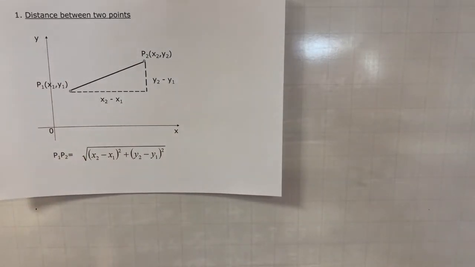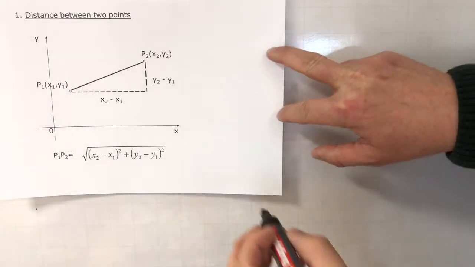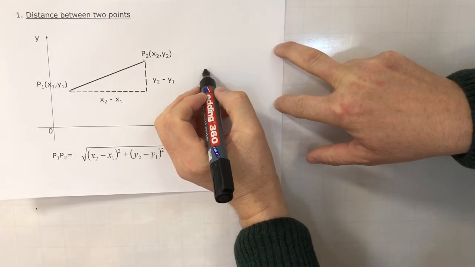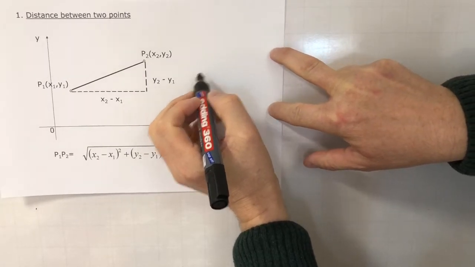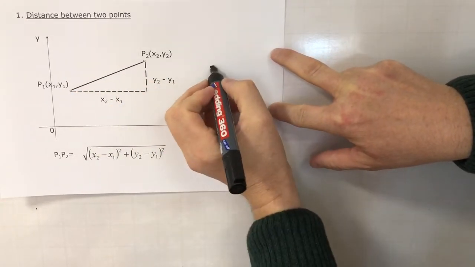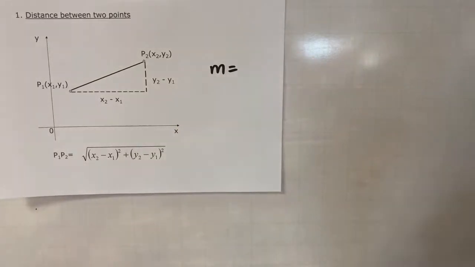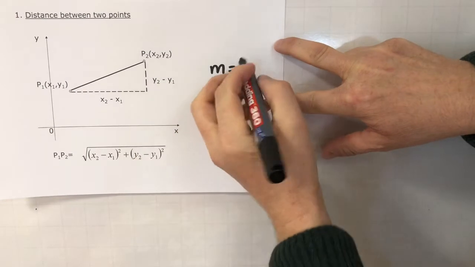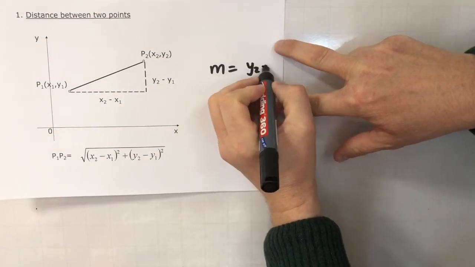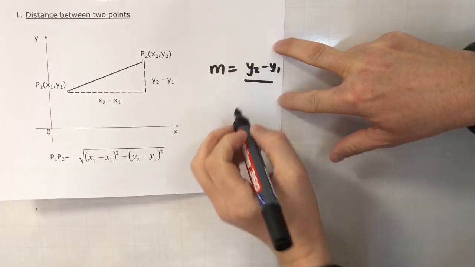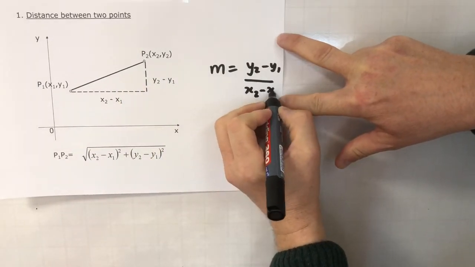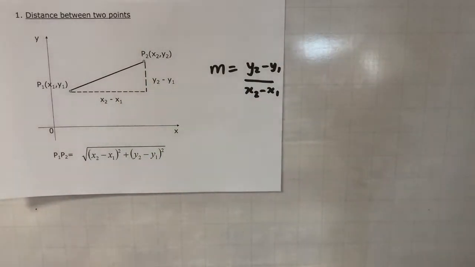Formula. Now, whilst I've got this one on here, another thing you should have learned at GCSE, which is important at A level, is the gradient of a line. So the gradient of a line at A level we class as M, and M is equal to the difference in the y coordinates divided by the difference in the x coordinates. Gradient.